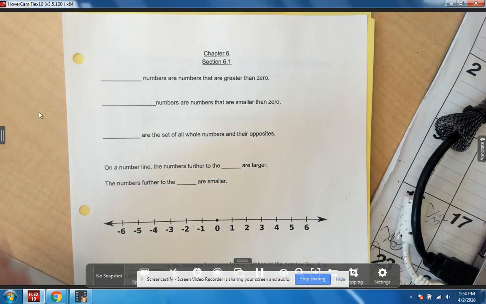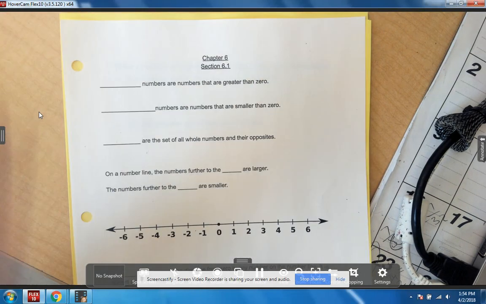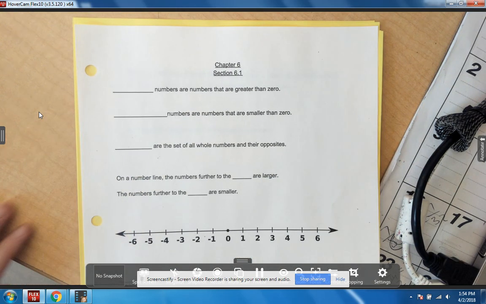Okay, so we're going to start a brand new chapter. This is chapter 6, all about integers. So integers is basically just a big kid word that means positive and negative whole numbers. So let's take a look at some of our definitions here.